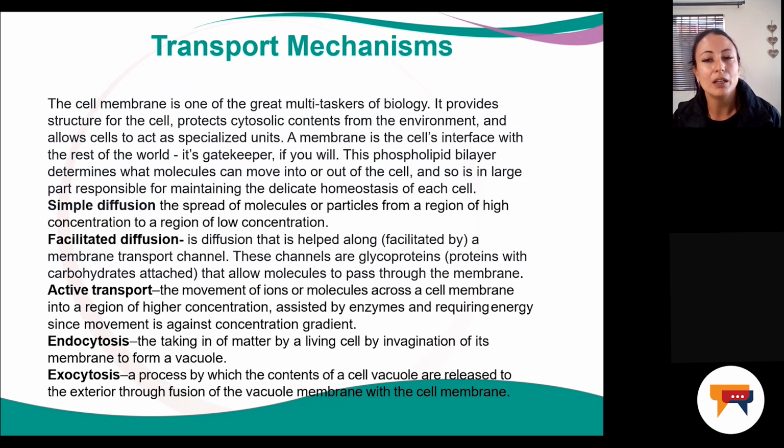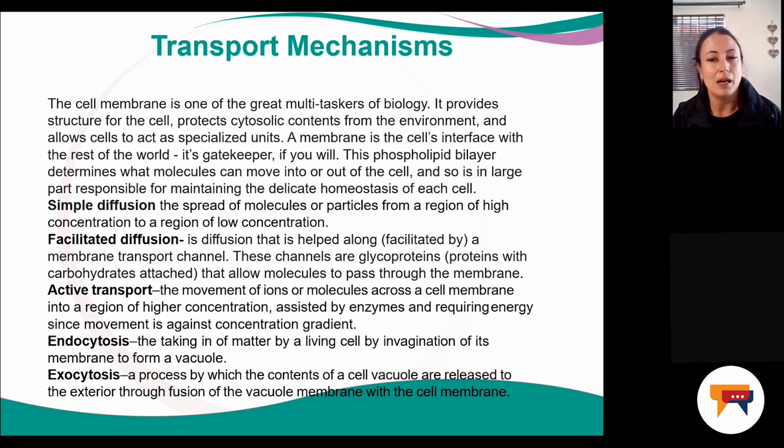So a membrane is the cell's interface with the rest of the world. It's the gatekeeper, if you will. Imagine how you would protect something important with security guards, like the Buckingham Palace, for example, with security guards protecting the royal family. So this cell membrane needs to protect our little royal family, our little organelles inside our cell.